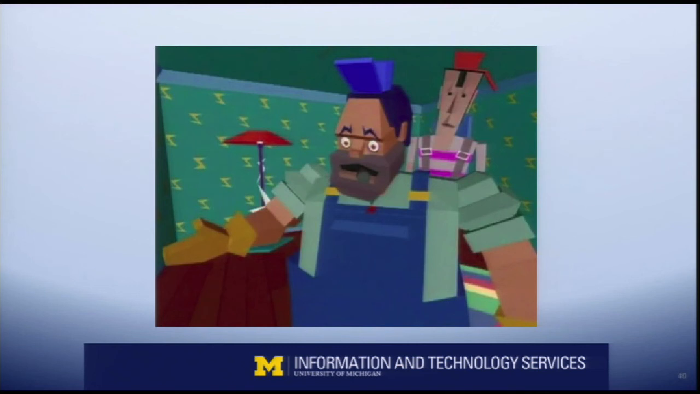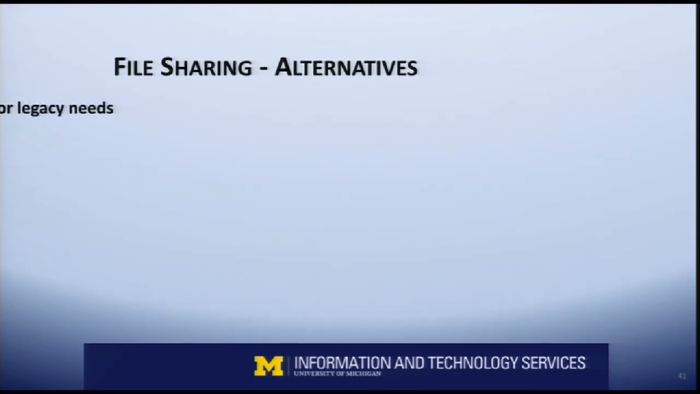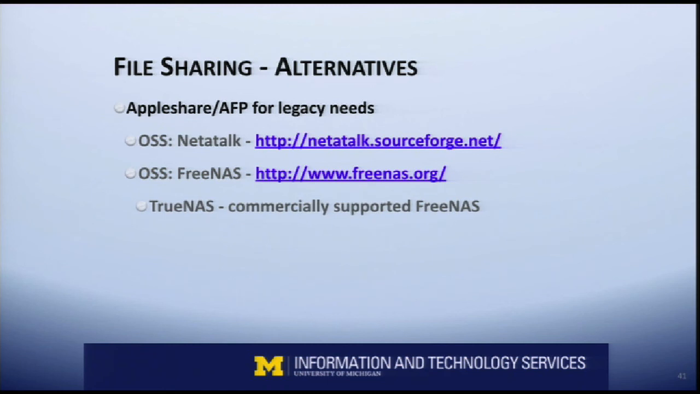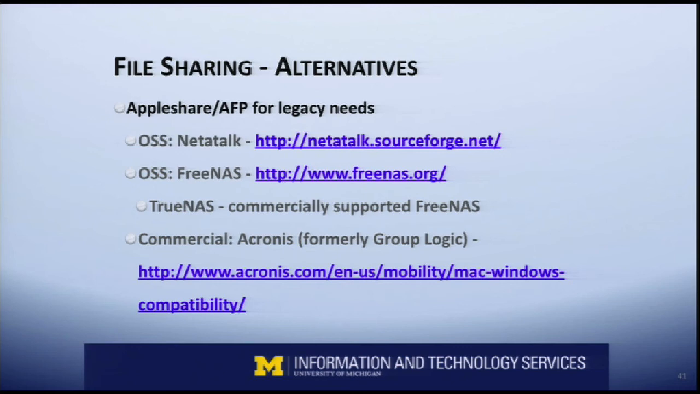So that said, a lot of people will still be saying, I want AFP because it works the best. People are accustomed to it. It will save, it will do various things that SMB may not support. It's quicker in a lot of implementations. So what can I do? Well, I think we have obvious choices. We have Netatalk, as I mentioned. There's FreeNAS, which also supports AFP pretty easily, or TrueNAS, which is their commercially supported product. And then there's Acronis, who has good old ExtremeZ-IP.